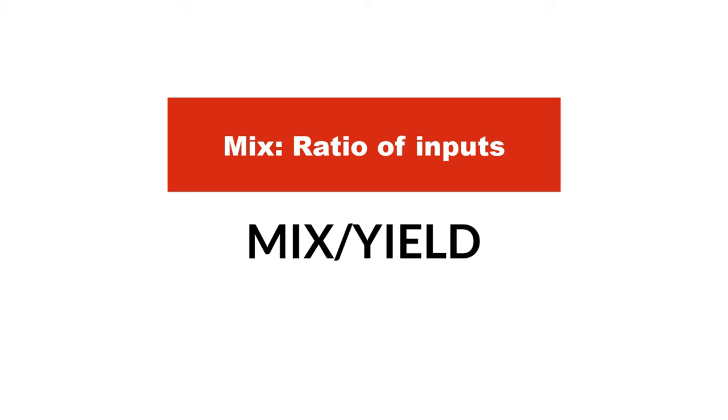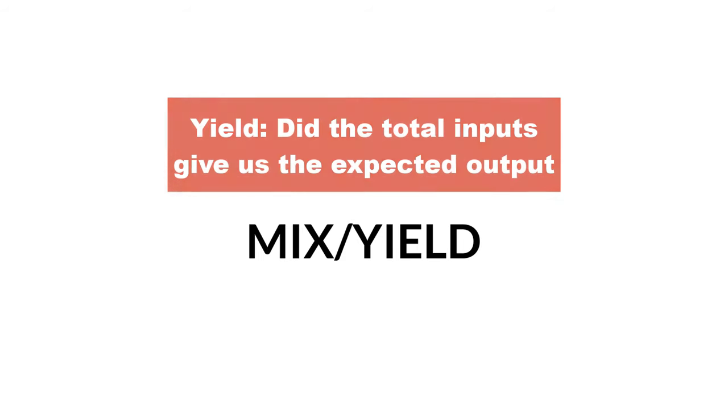So imagine you're in Section C, and they ask you about mix and yield. Can you interpret the mix? The mix variance is telling us about the ratio of the inputs. Did we use a greater or a lower percentage of the expensive versus cheaper ingredients? Now the yield variance, that one is telling us, did the inputs yield the expected outputs?